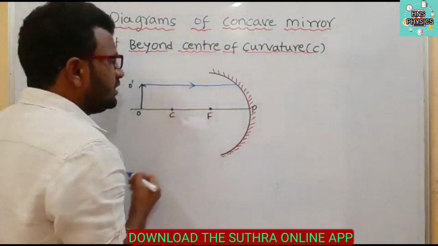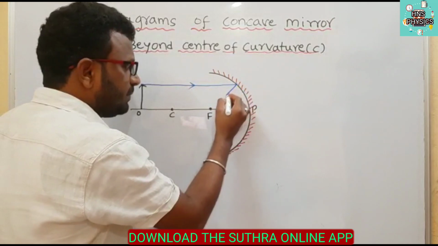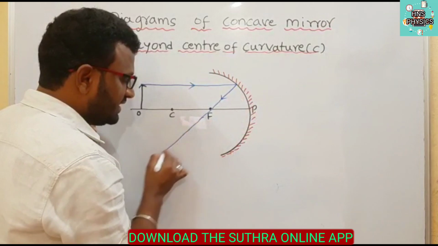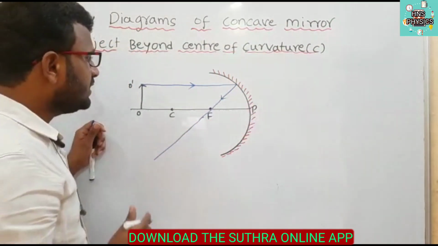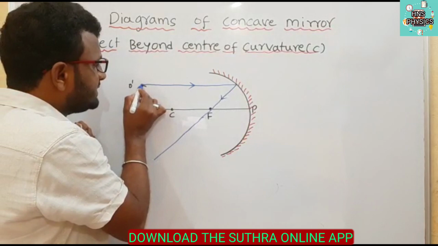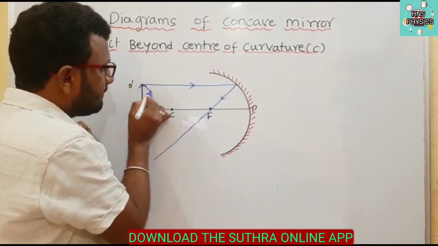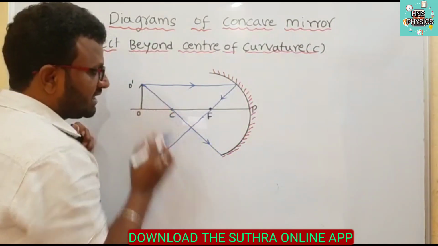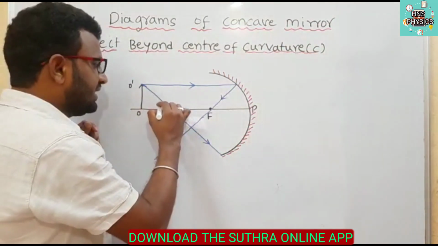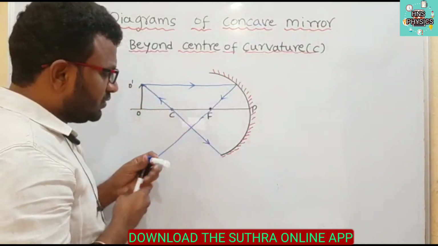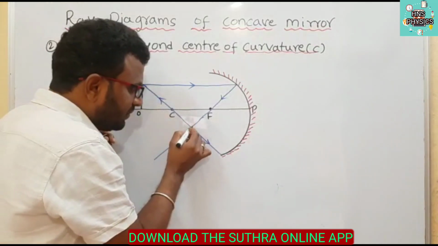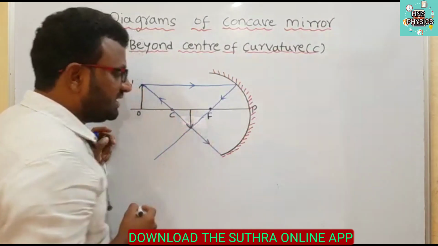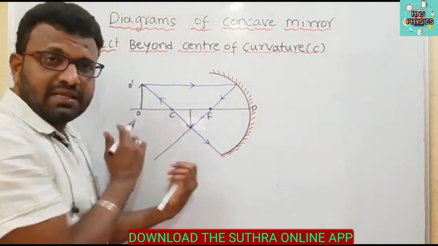So this is the first rule. After the reflection, the reflected ray passes through the focus. We already discussed these rules in the previous video, right? So I am taking one more ray, that is the third rule. When the ray is passing through the center of curvature, after reflection it retraces its same path. So here these two reflected rays meet at this point. So here image is formed. Here also image is formed outside the mirror.